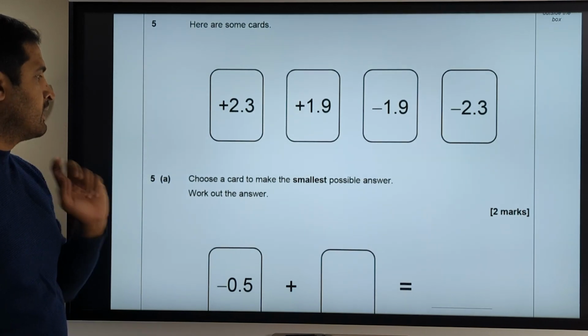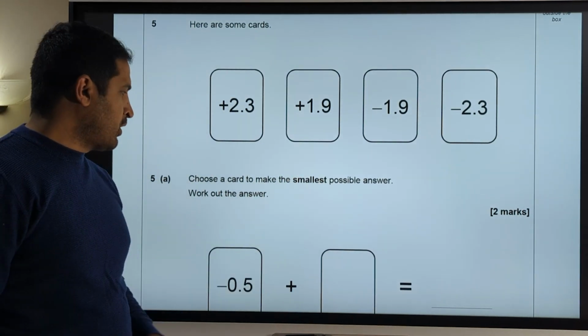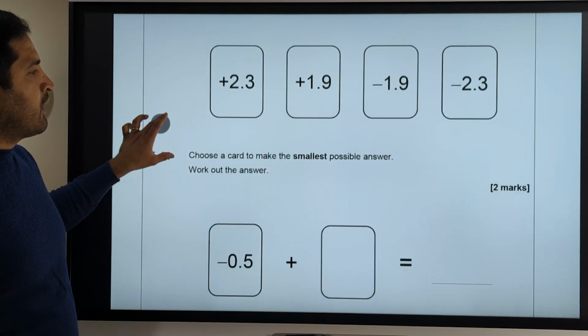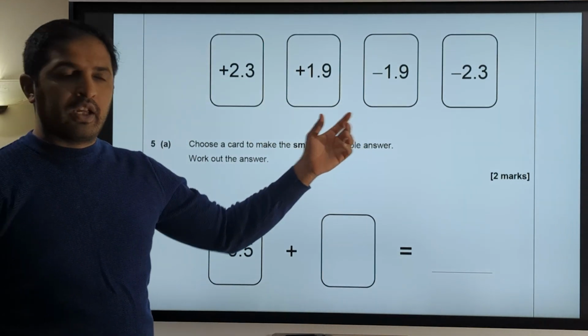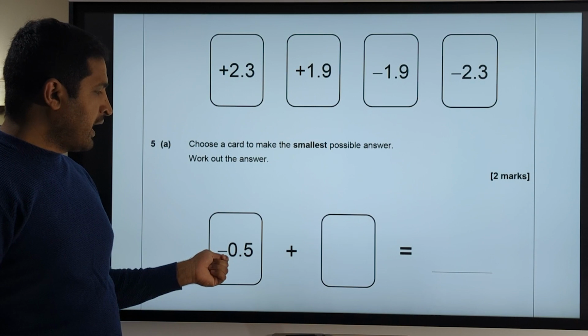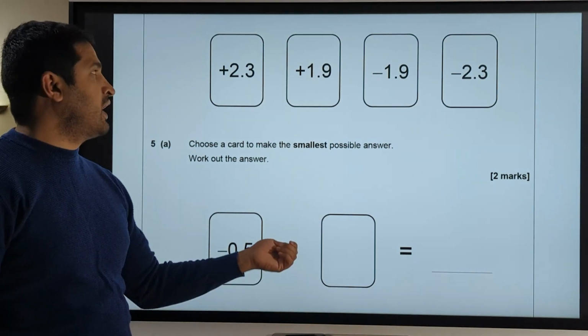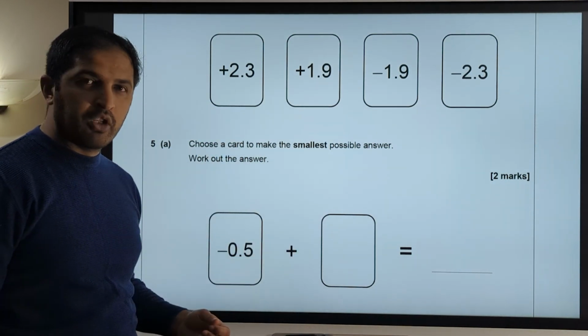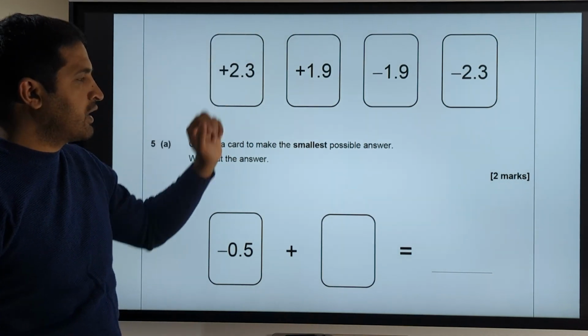Here's some cards. Choose the cards to make the smallest possible answer. Now, again, you've got a calculator. You can just run through that. Negative 0.5, put that in the calculator, then add 2.3. Would you get the smallest possible? Whatever answer you get, you can put it at the top.